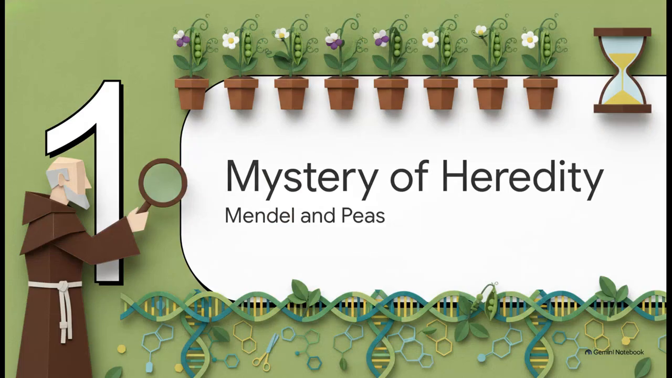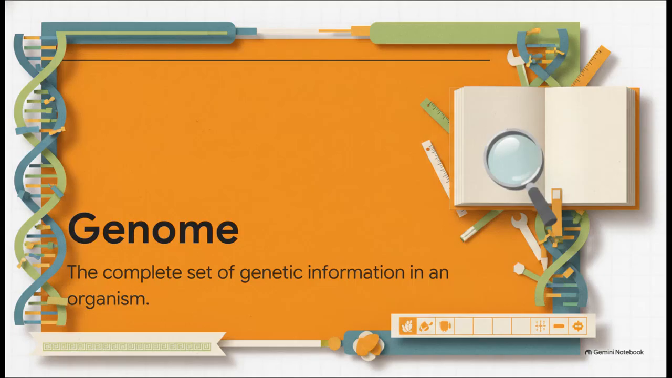Section 1. The Mystery of Heredity. Let's look at how this whole field kicked off with a monk, a bunch of pea plants, and, honestly, a massive amount of patience. Before we hit the historical timeline, let's quickly ground ourselves with two words we're going to be using a lot. First up, gene. It actually comes from the Greek word gen, meaning to create or give birth. It's the absolute basic unit of heredity.